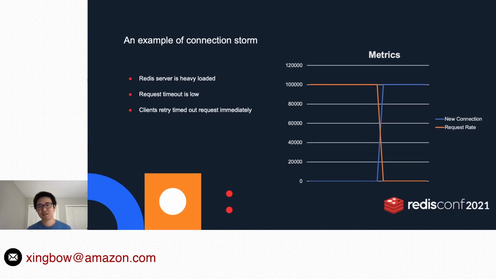Everything worked pretty well until all of a sudden there was an outage. Request rate dropped to the floor and new connection rate skyrocketed. This outage lasted for half an hour until the customer shifted traffic away. The customer was very upset and engaged us to root cause. Specifically, they wanted to figure out two things. One, what triggered this outage? And two, why did this outage last so long?